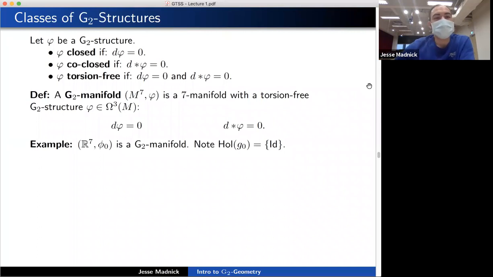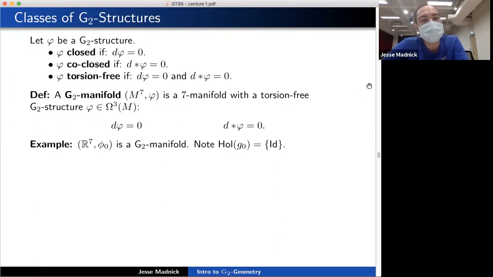Terminology which is less standard is this. We'll say that a G2 manifold is a 7-manifold with a torsion-free G2 structure. There's some disagreement as to what a G2 manifold ought to be. I think at the moment this is the consensus. Some people say the definition ought to be weaker, some say stronger, but this is the most commonly used one at present. So phi is closed and co-closed.